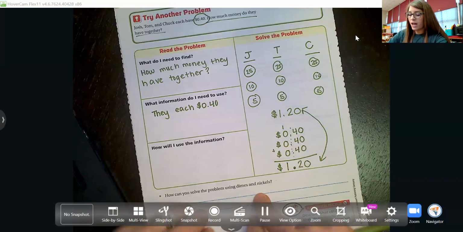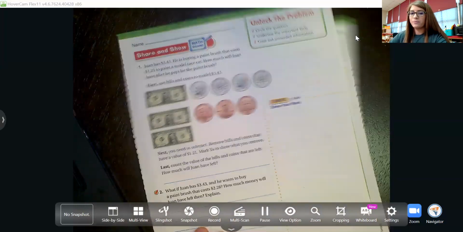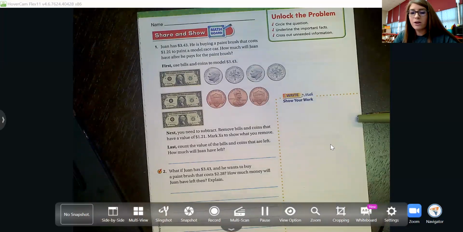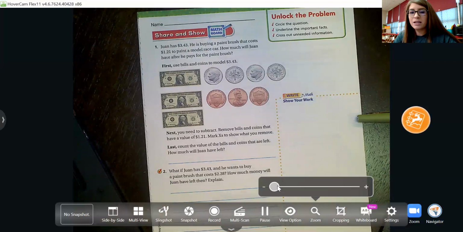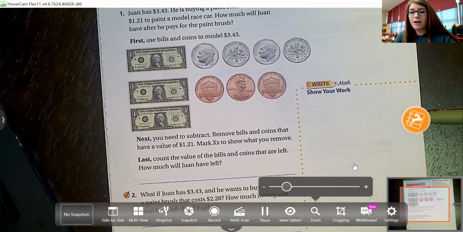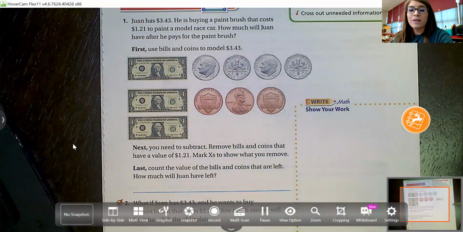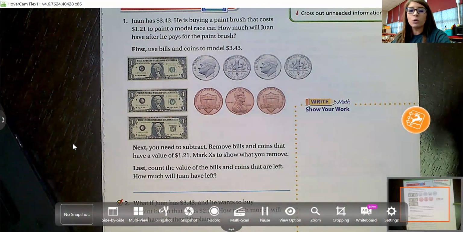All right, let's look at another problem. Okay, let's look at this one right here. All right, I'm going to zoom in on it just a little bit so we can see it a little bit better. Okay, perfect. There we go. Okay. It says Juan has $3.43. He is buying a paintbrush that costs $1.21 to paint a model race car. How much will Juan have after he pays for the paintbrush?